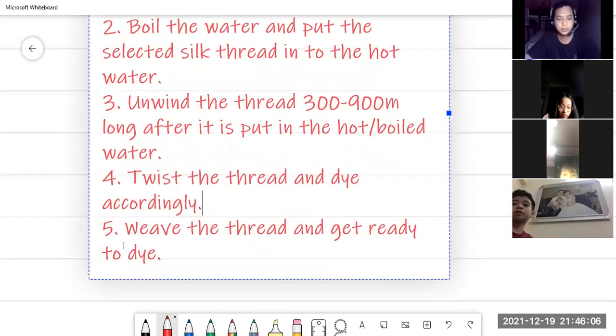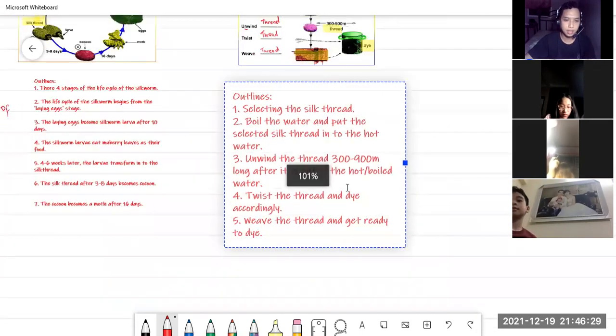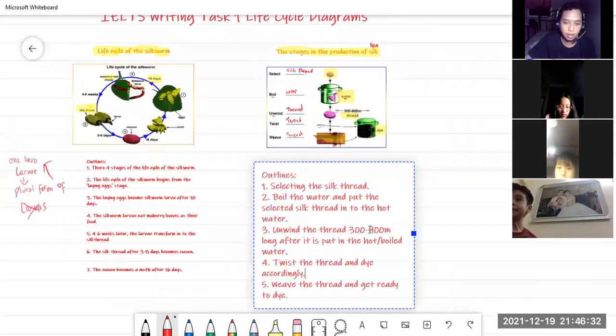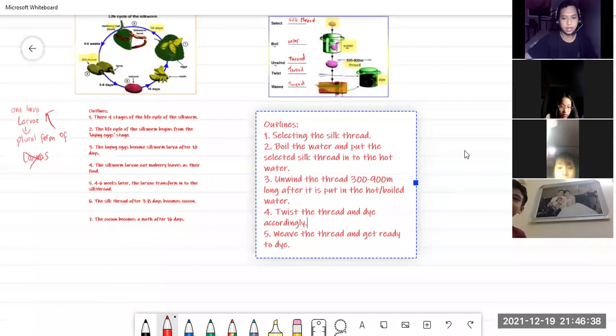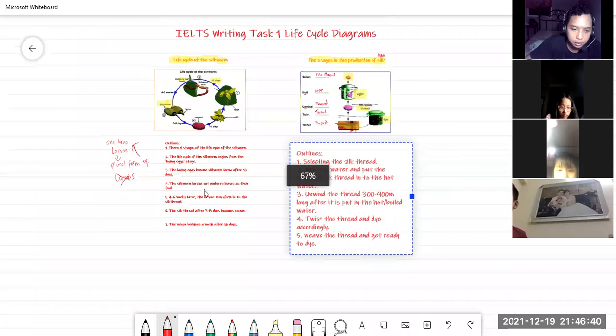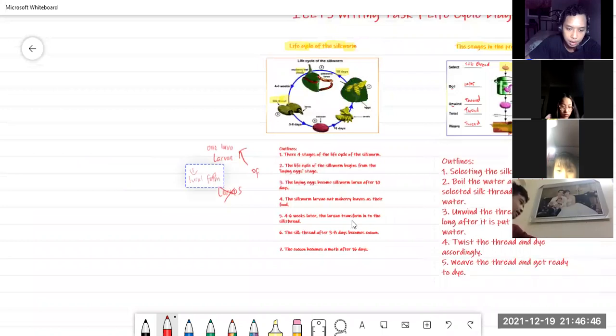Thao, can you read? Number 5. Thao, I called for Thao, not Sok. Okay, Thao. Weave with the thread and get ready to dye. Okay, very good. So there are 5 stages in the production of silk. Now, let's make the full sentences or the full essay about these pictures or diagrams. Are you ready?